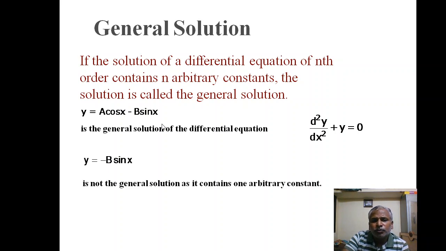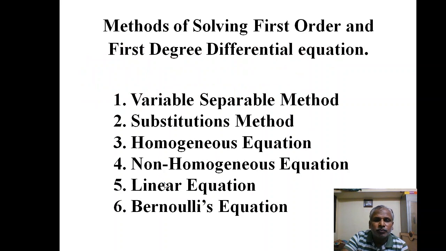Next, suppose y equals bx is a solution of this equation, but it is not a general solution because it contains only one arbitrary constant. For a general solution of a second order differential equation, the solution must contain two arbitrary constants.